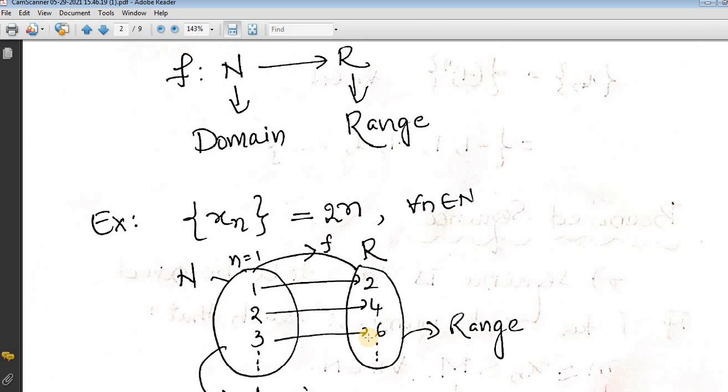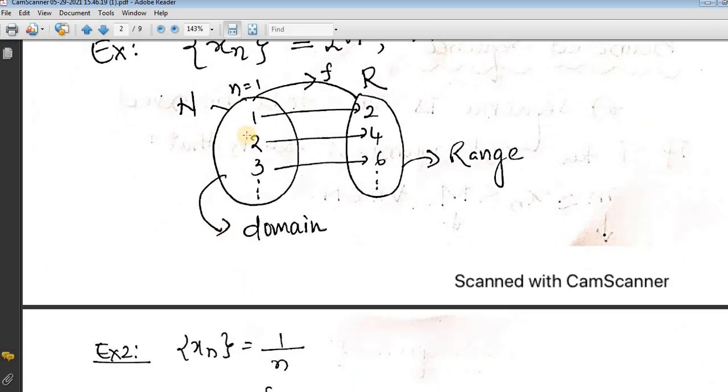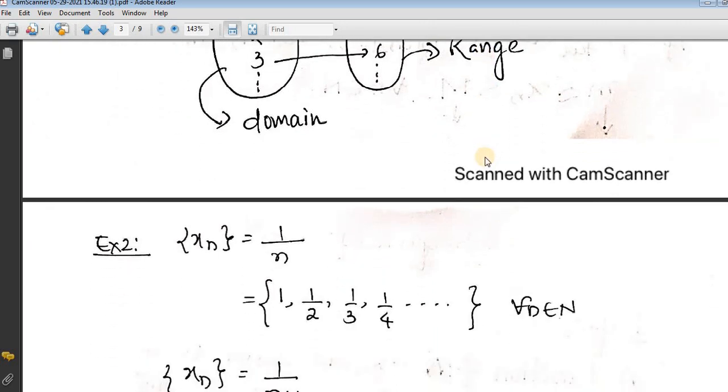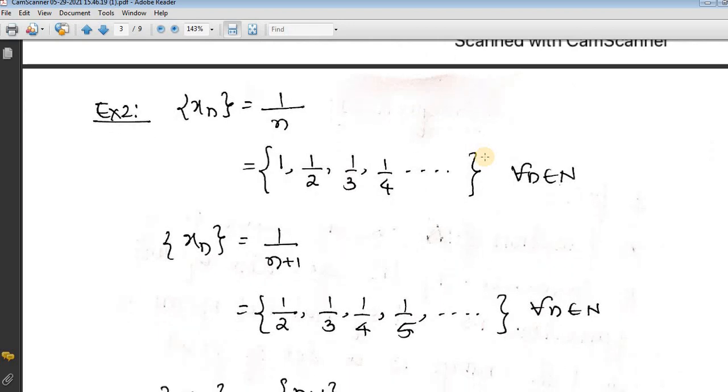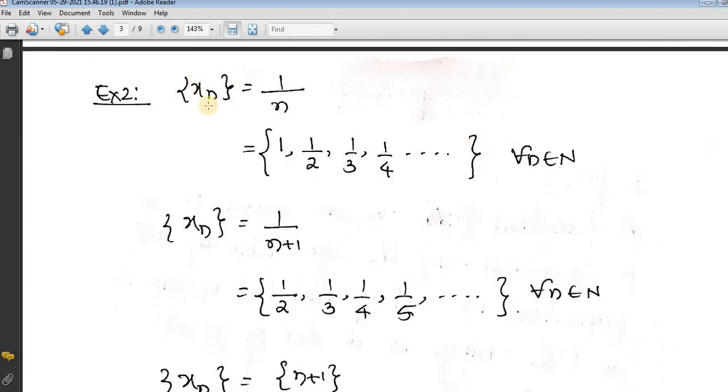So a sequence is a function from natural numbers to real numbers. The first set is always called the domain. The second is also called the codomain, or the range. An example of a sequence: sequences are represented by flower brackets, {xn} and 1 by n. Substitute n equal to natural numbers: n equal to 1 gives 1, n equal to 2 gives 1 by 2, n equal to 3 gives 1 by 3. All the small n should be from the set of natural numbers.